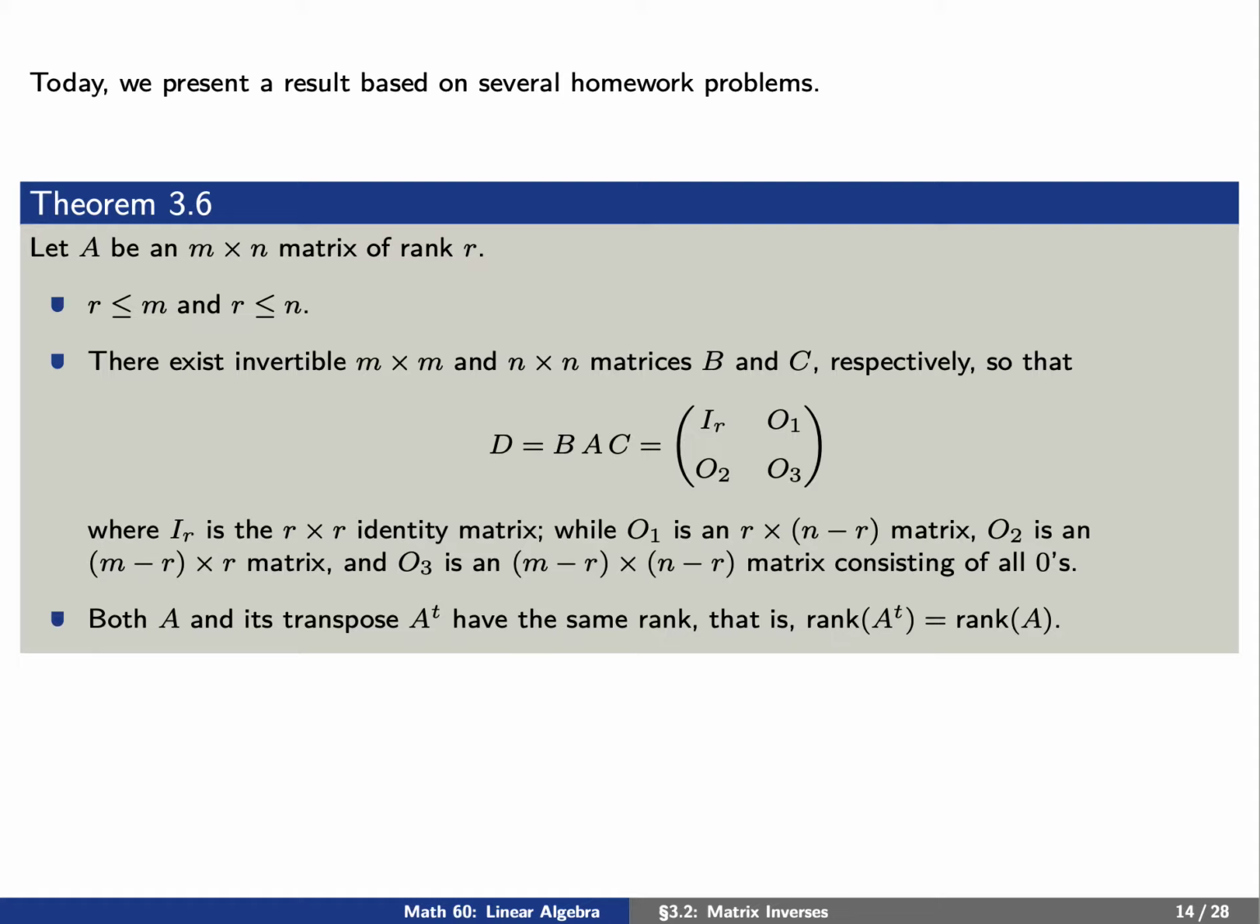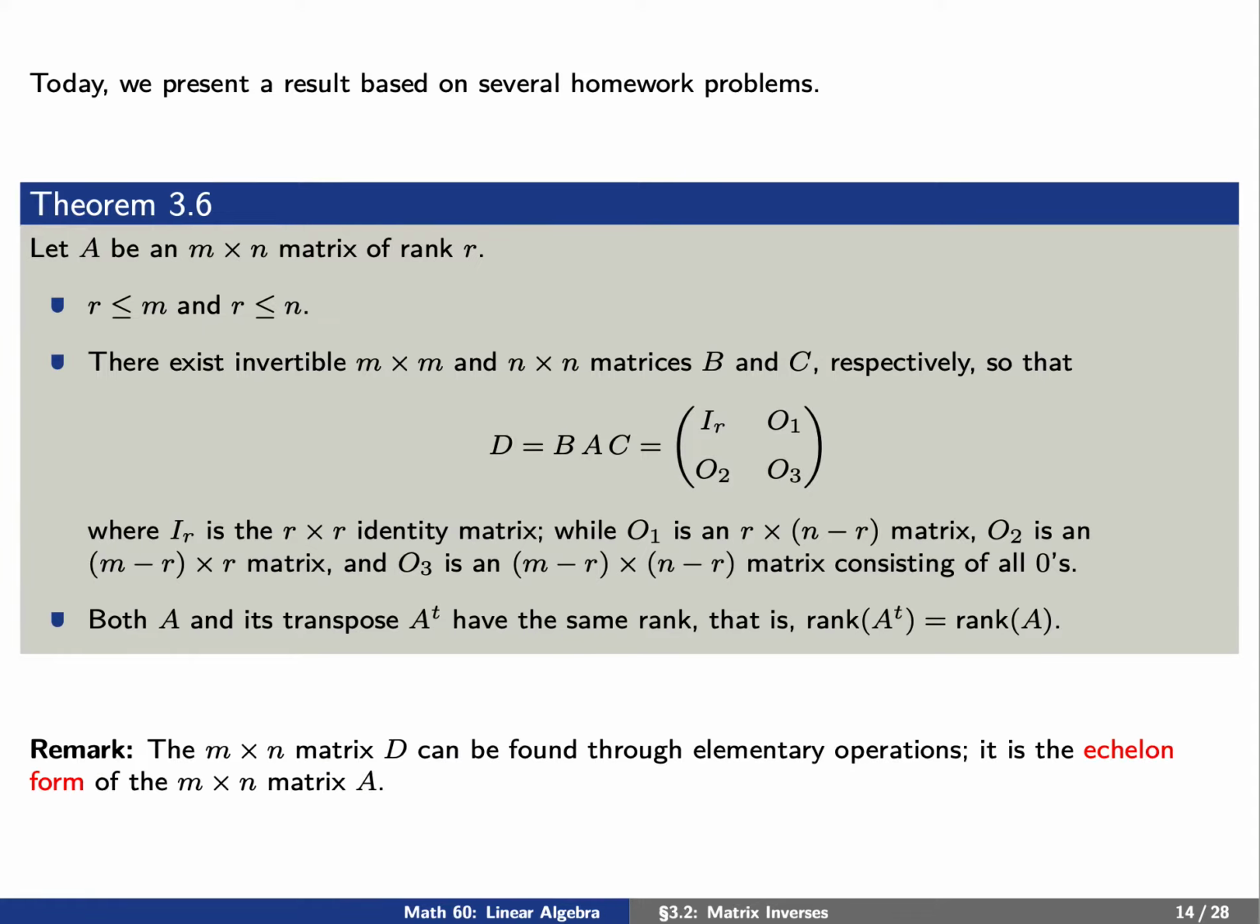Next, there exists an invertible m by m matrix B and an invertible n by n matrix C, such that B times A times C is the matrix you see here on your screen. Essentially, we have R ones along what looks like the main diagonal, and zeros everywhere else. This means if we can place our matrix A in this form for some B and C, then it's a matter of just counting the number of non-zero entries, the number of ones here along the diagonal. Finally, both A and its transpose have the same rank.